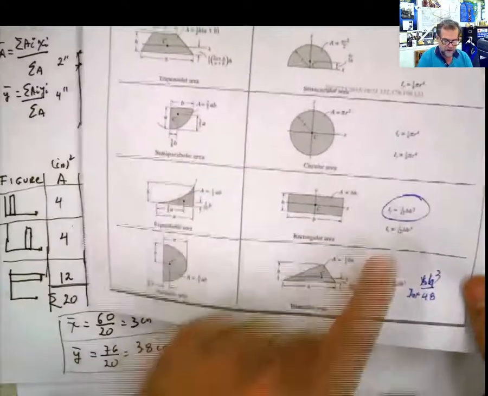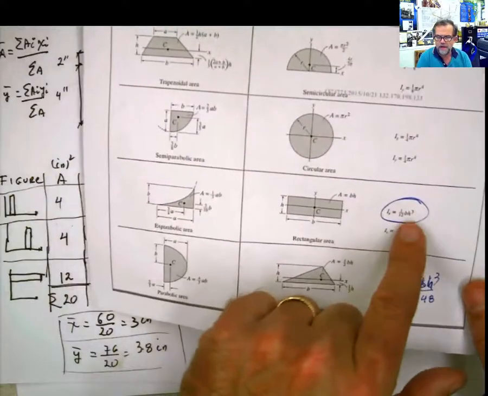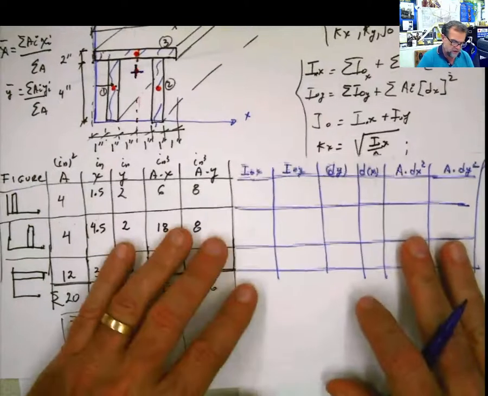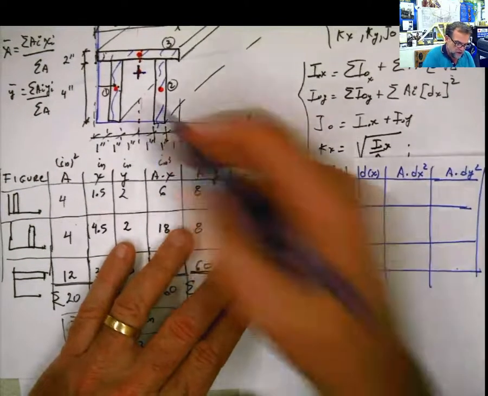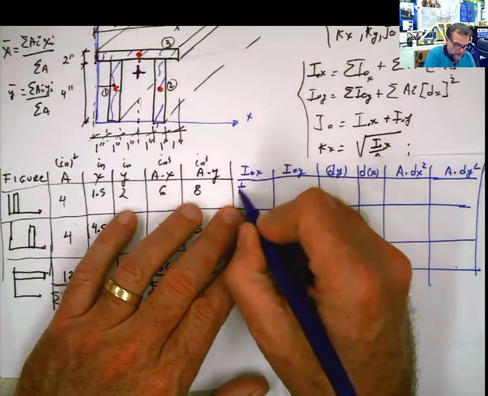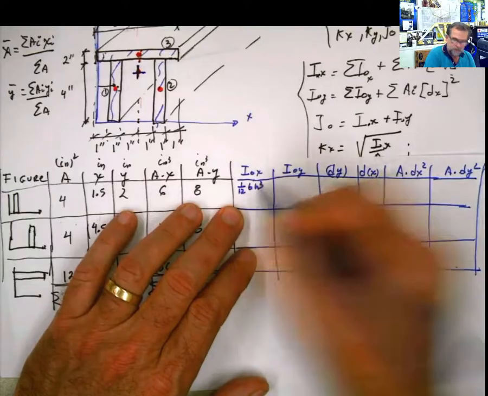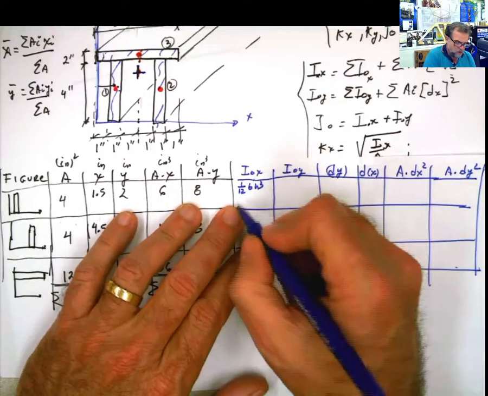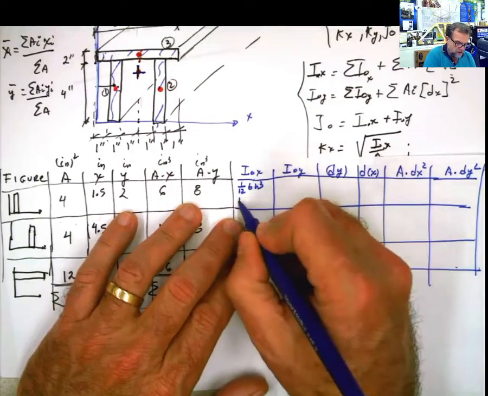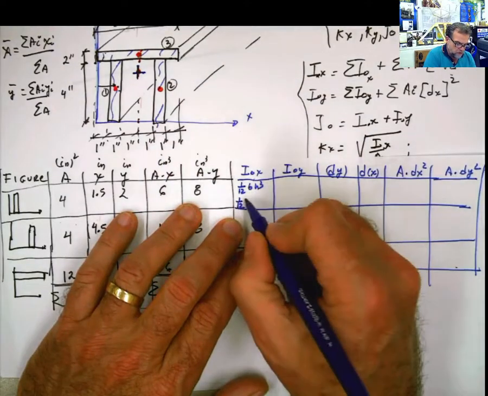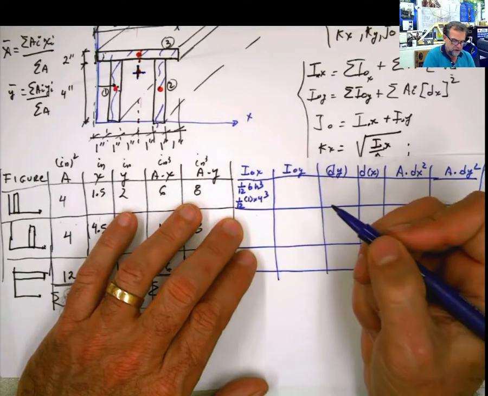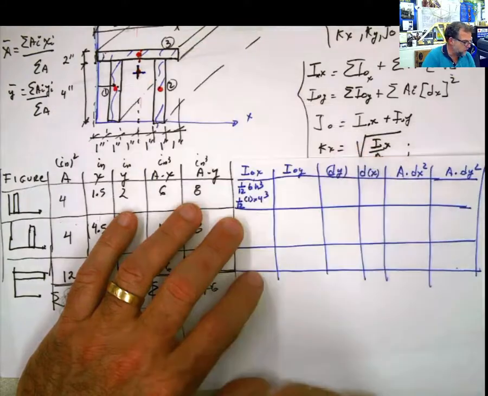Moment of inertia of a rectangular area. Here, there you go: 1/12 bh cubed. Okay, this is a rectangle, so it's going to be 1/12. I'm just going to copy it here: 1/12 bh cubed. Now what is b? b is 1. What is h? h is 4. So 1/12 of 1 times 4 to the third. That's the value of this moment of inertia.